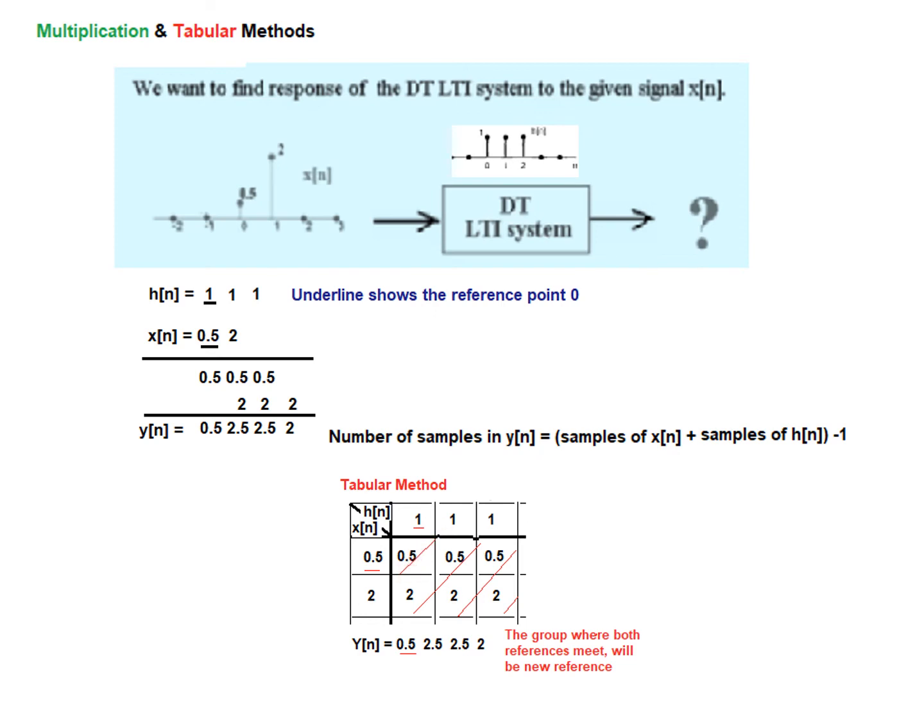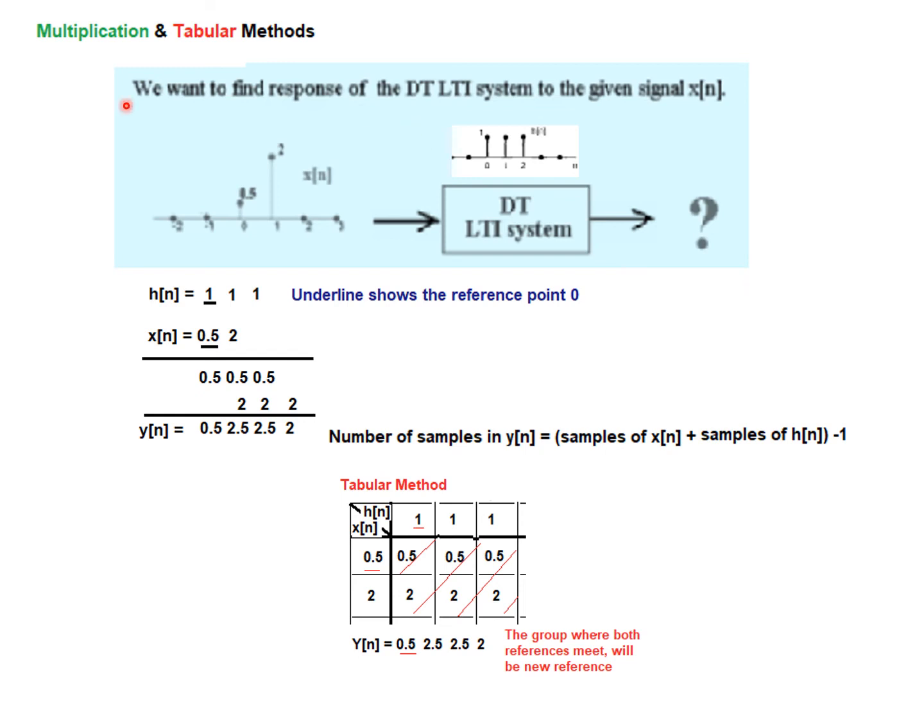If you draw diagonal lines, this is for the first point or the reference point, 0.5. Then the second point is 2 plus 0.5, so 2.5. The third point is 2 plus 0.5, 2.5. And the fourth point is 2. So you get the same result that we got in the previous way.